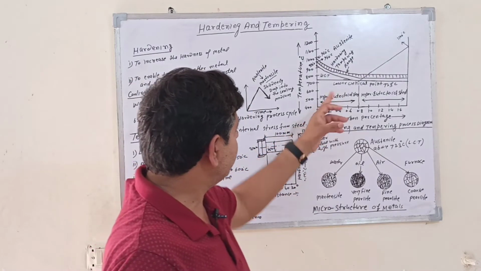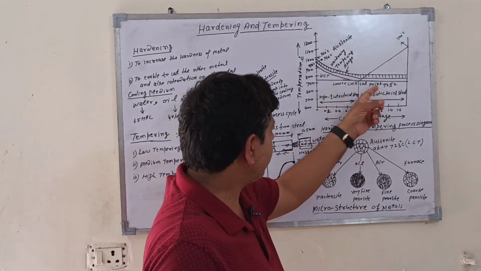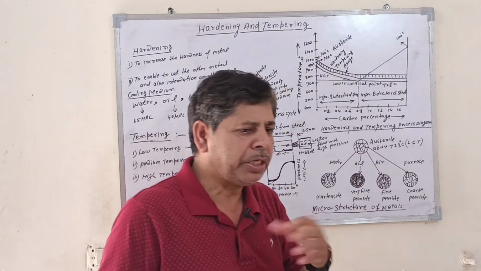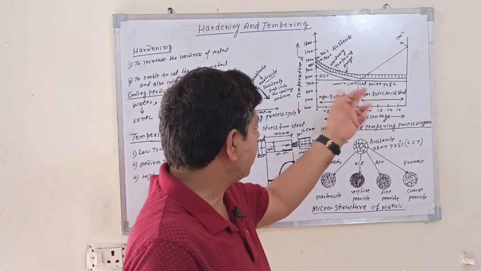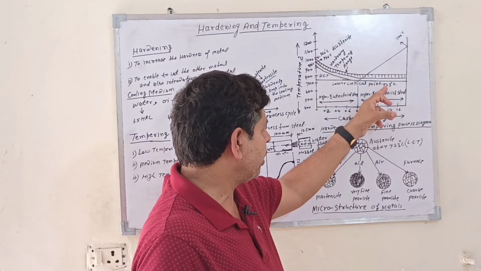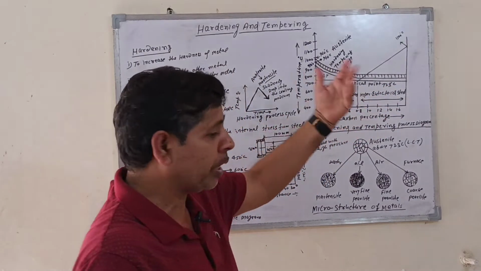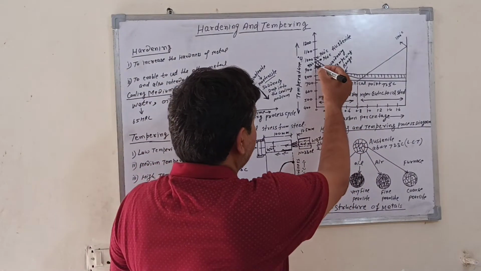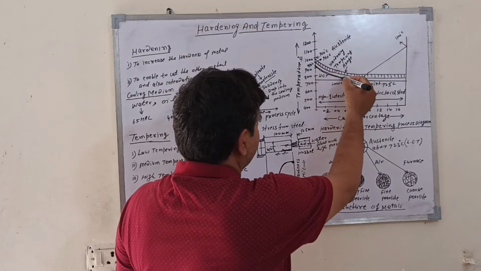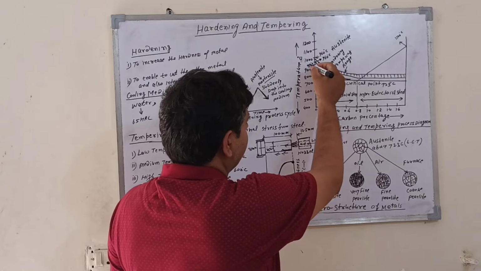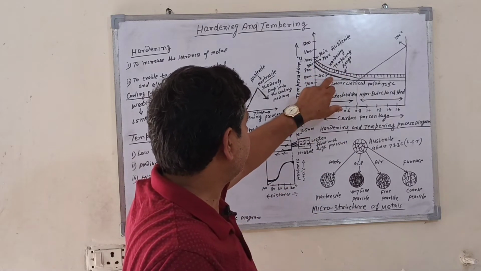So you can see this figure. This is the lower critical temperature. Most metals have the same lower critical temperature, 723 degrees Celsius. The metal is heated above the upper critical temperature. This line represents 910 degrees Celsius. This is the upper critical temperature.